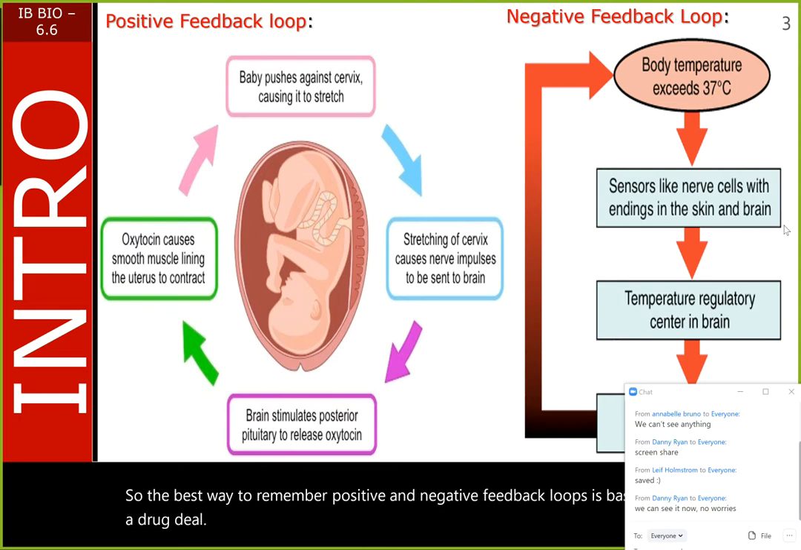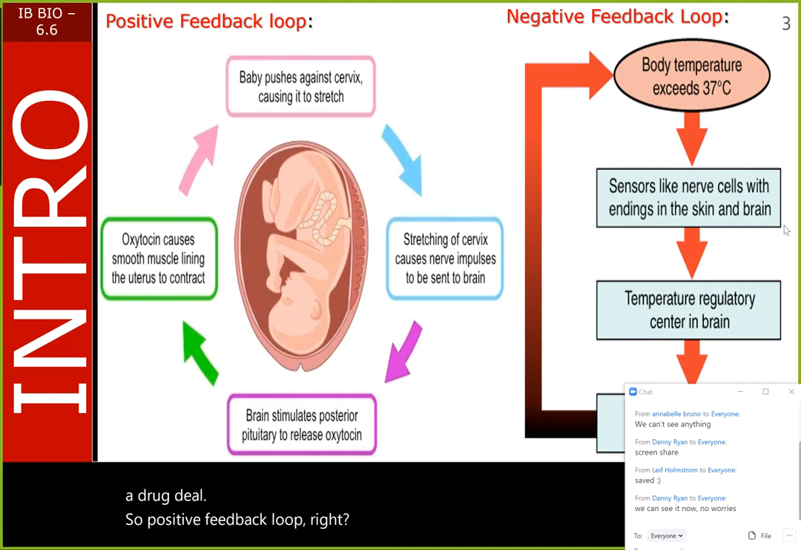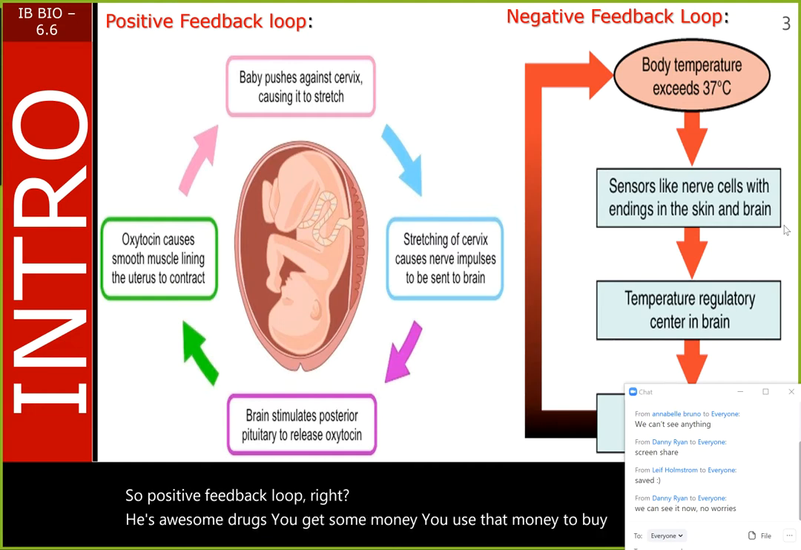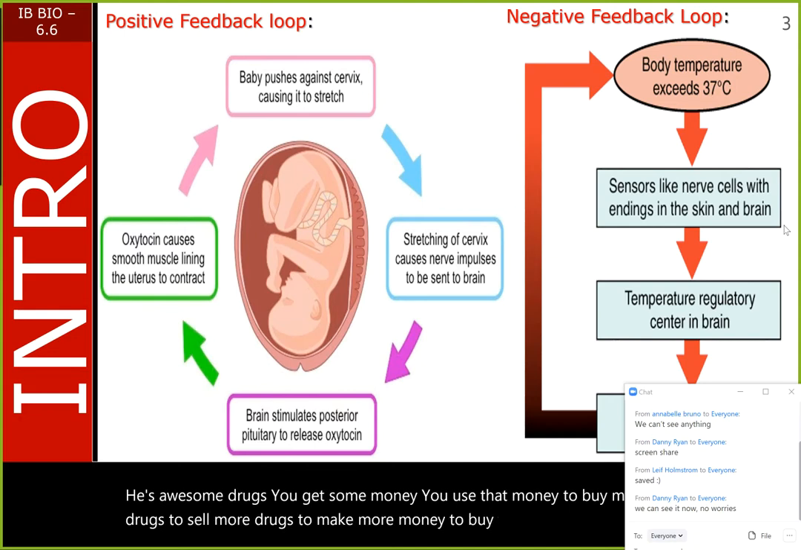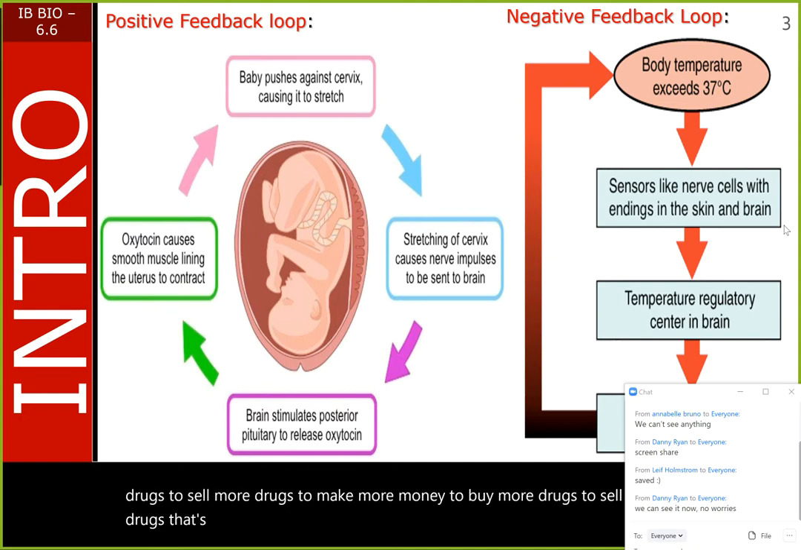So positive feedback loop, right? You sell some drugs, you get some money, you use that money to buy more drugs, to sell more drugs, to make more money, to buy more drugs, to sell more drugs. That's positive feedback, right? The cycle is feeding itself.